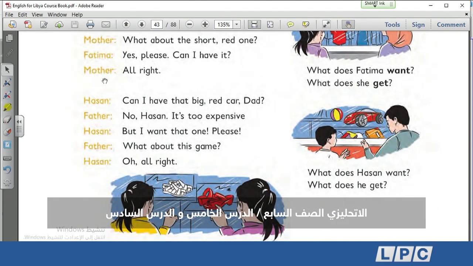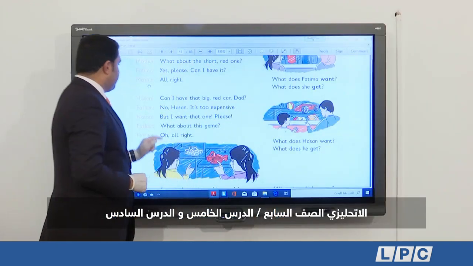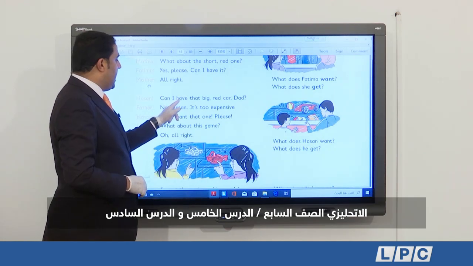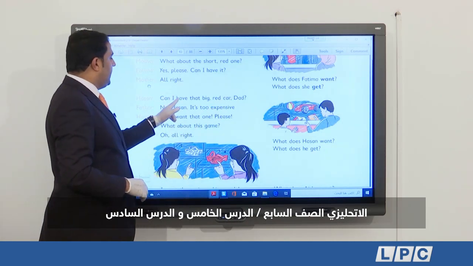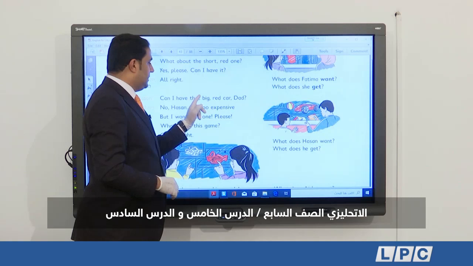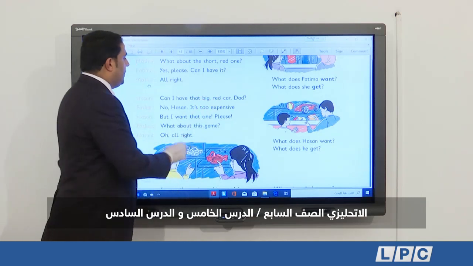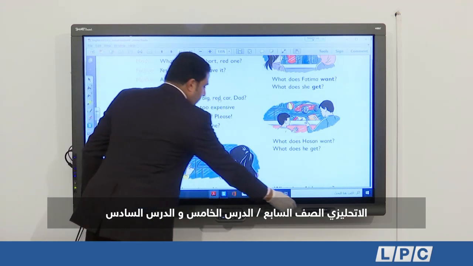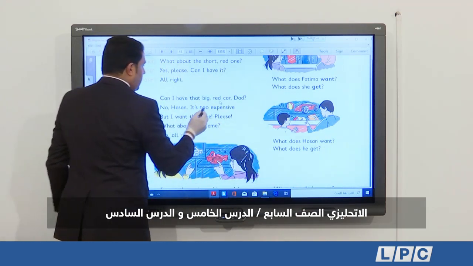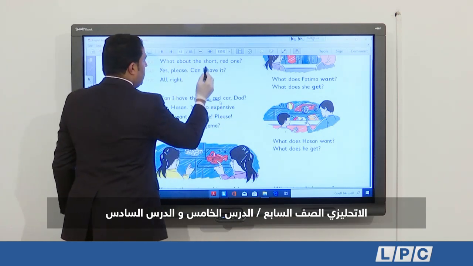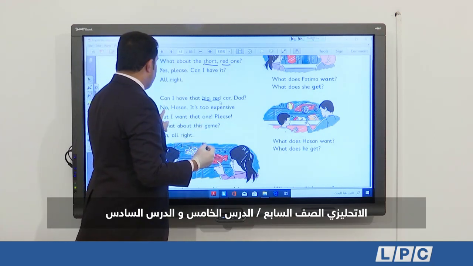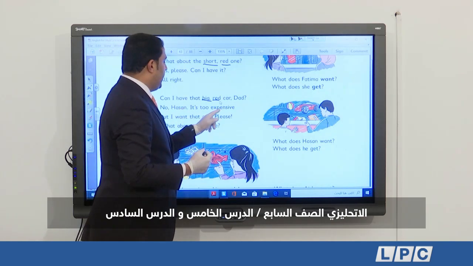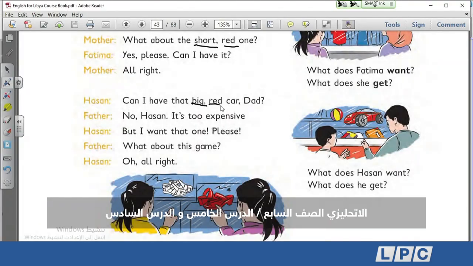حسن and father. حسن, can I have that big red car, dad? Can I have, هل بإمكاني أن آخذ that big red car? Underline big red car. دير الخط تحت. Big red. Okay. زي ما قلنا short red. Okay. No, Hassan. It's too expensive. لا يا حسن، هي غالية جدا. Too expensive يعني غالية جدا.